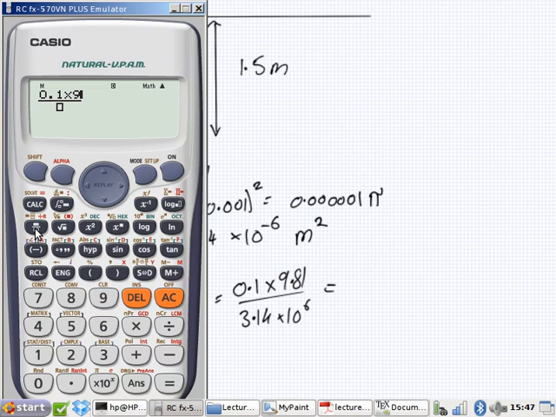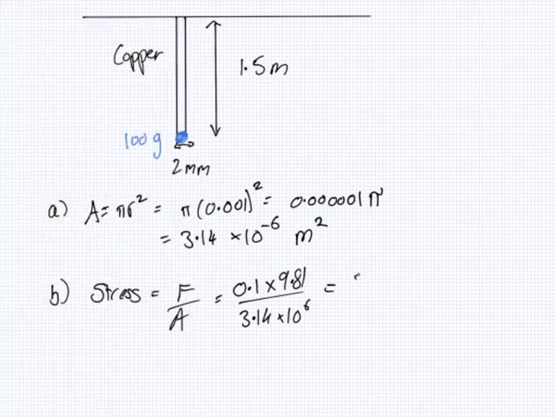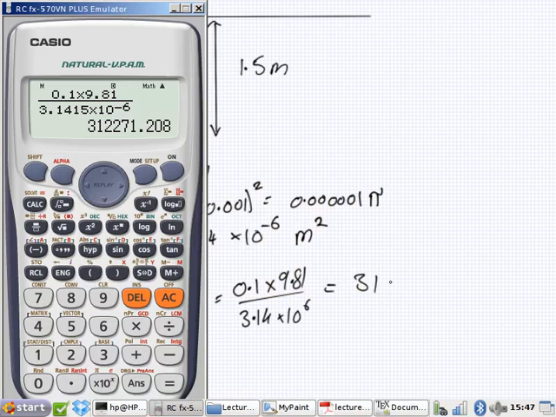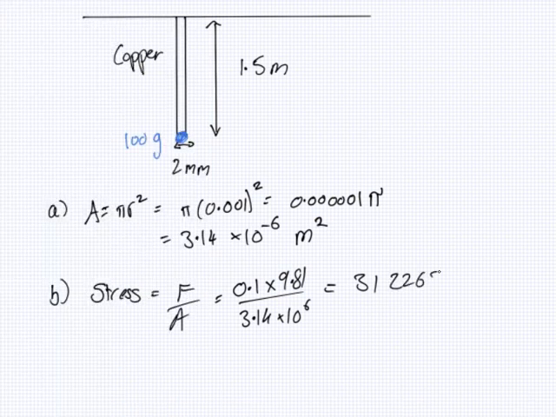0.1 times 9.81 over 3.1415 times 10 to the power of minus 6. And I get 312271. Well, let me be more accurate. 3.141592654. 312262 pascals.